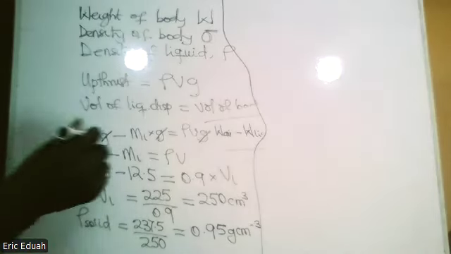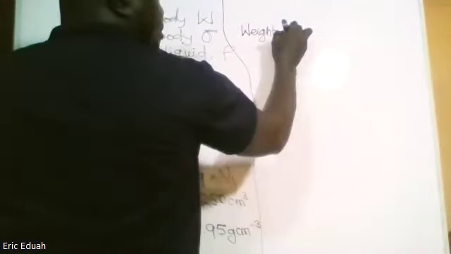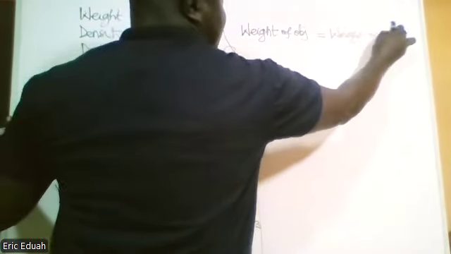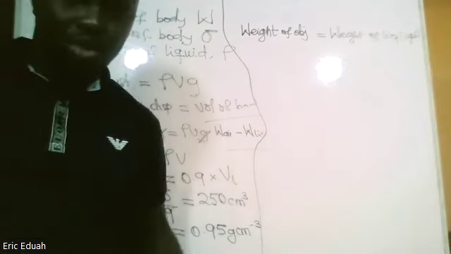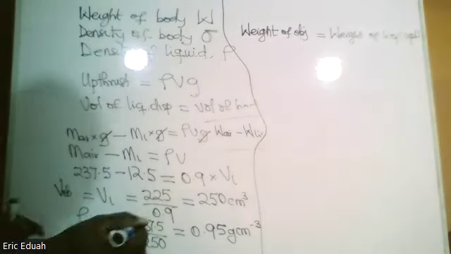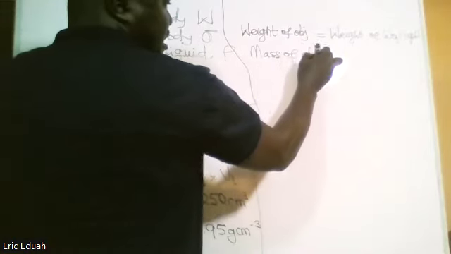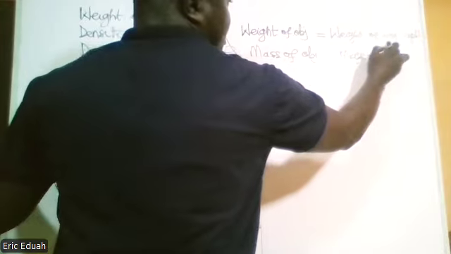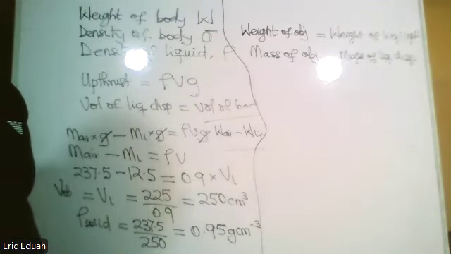Okay, the other condition is that the weight of the object must be equal to the weight of liquid displaced, or the upthrust. So for a body to float, it must displace a weight of liquid which is equal to its own weight. This is also the mass of the object must be equal to the mass of liquid displaced. This is because gravity will cancel out.